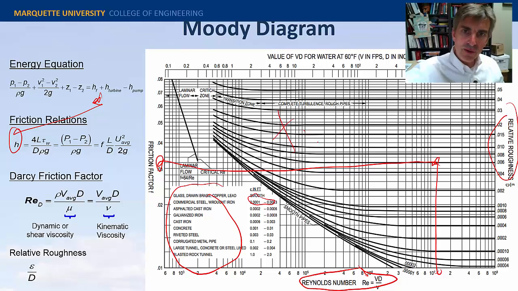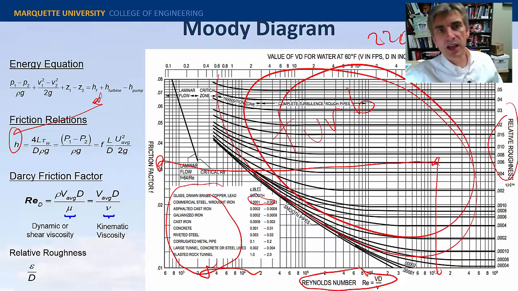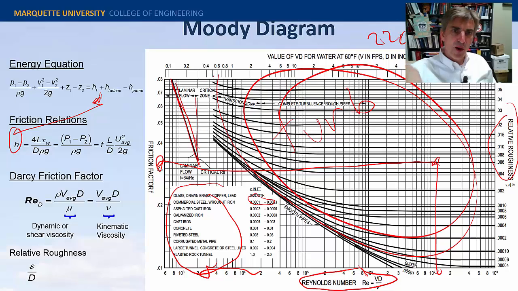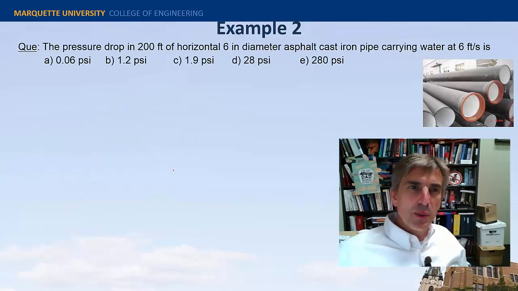Recall that this is the turbulent region here. All of this is for turbulent flow. And as the Reynolds number gets below the magic number of 2200, the flow becomes laminar, and then you're on this line here, with some small region called the transition zone. Hopefully you'll never end up there. The Darcy friction factor for laminar flow is just 64 over the Reynolds number. All right, let's do a quick example.